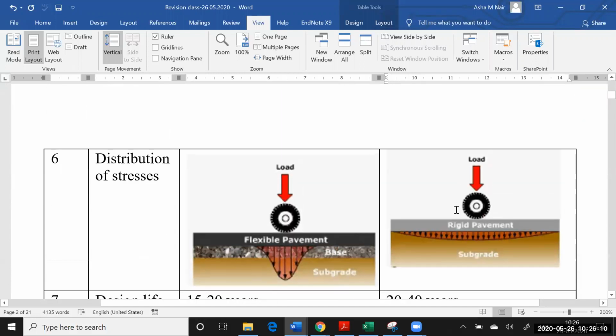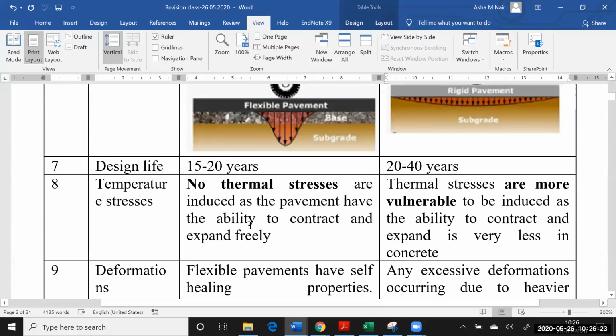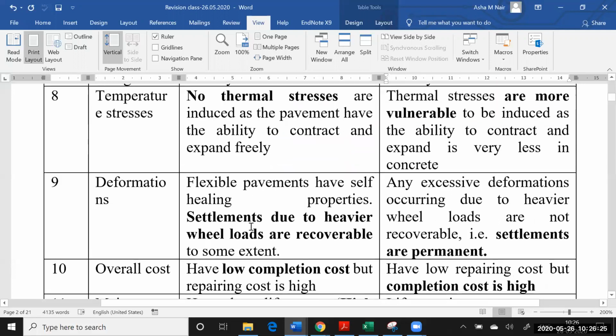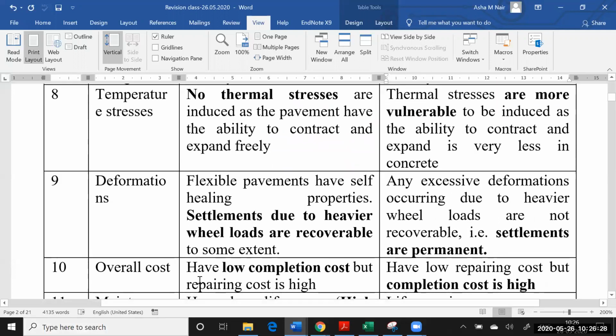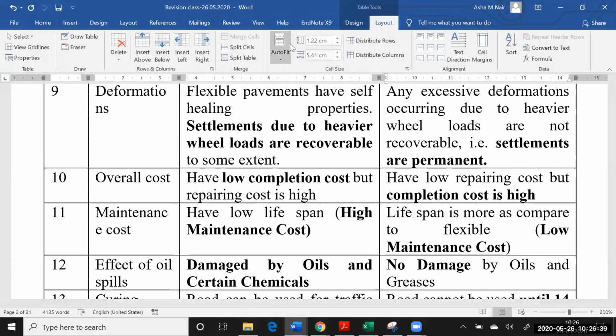And distribution of stresses. So this is the way in which the stresses can be distributed. You can see that the most stresses will be there on the top, and the design life is 15 to 20 years and 20 to 40 years. Temperature stresses, thermal stresses, are more likely to be induced. Okay, and then deformations, you know that it will be subjected to heavier deformations, and overall cost is going to be more for a rigid pavement. Maintenance cost is going to be low, and effect of oil spills, damage by oils and chemicals, because most of the bituminous materials are all hydrocarbon based, so they will easily get melted by the oils.